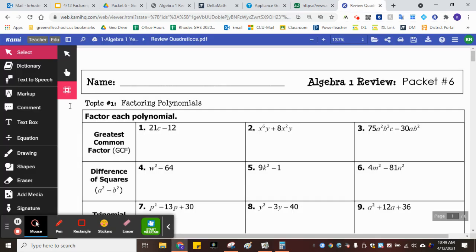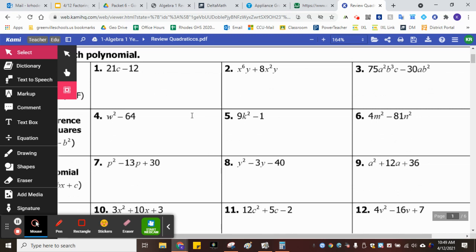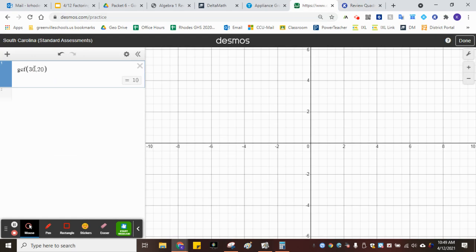For our greatest common factor, I'll just do 2 of each of these. We're working on this first one, the greatest common factor of 21 and 12, which is 3. So that's what we're going to factor out. We're going to factor out 3. You cannot do variables. I mean, you can always try, but when you put a variable in there, it says no, can't do that. So the greatest common factor is 3.